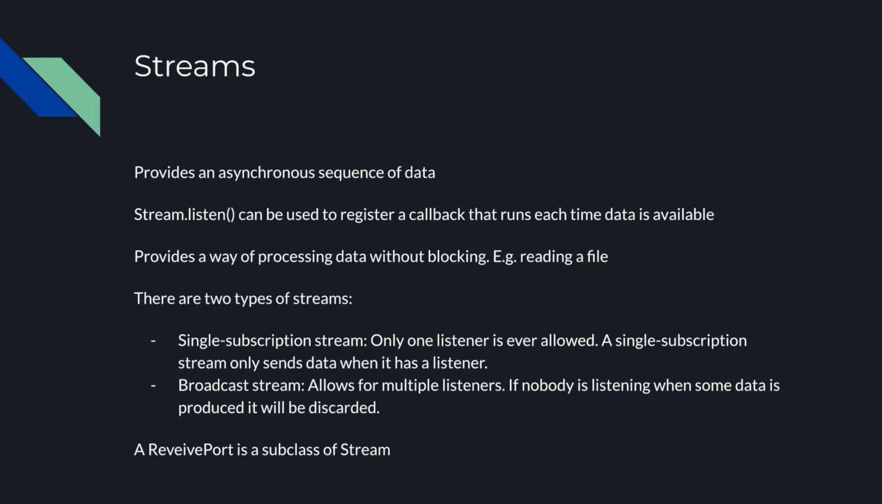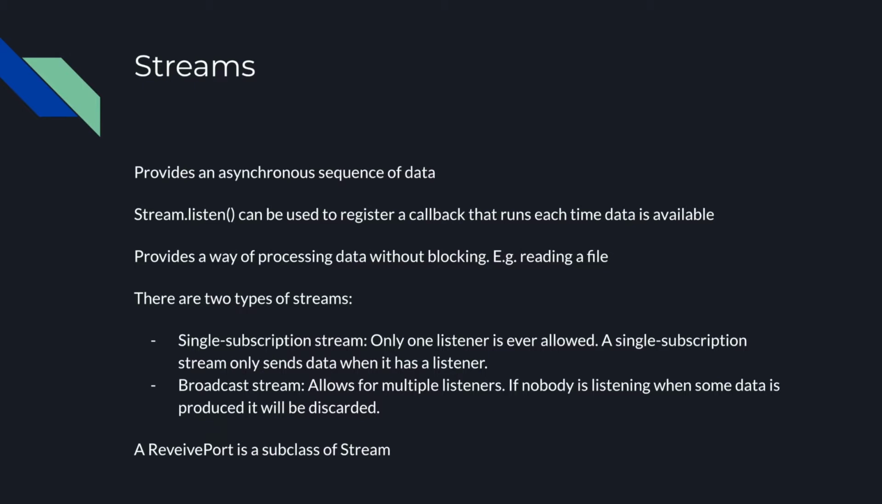Streams are another concurrency construct in Dart. They allow for the processing of asynchronous data without blocking. By listening to a stream, you provide a callback that will be called each time new data is available. There are 2 types of streams in Dart: single subscription streams and broadcast streams.